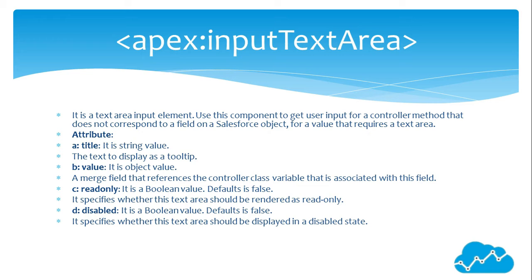Read only. It is a Boolean value. Default is false. It specifies whether this text area should be rendered as read only. Disabled. It is a Boolean value. Default is false. It specifies whether this text area should be displayed in a disabled state.